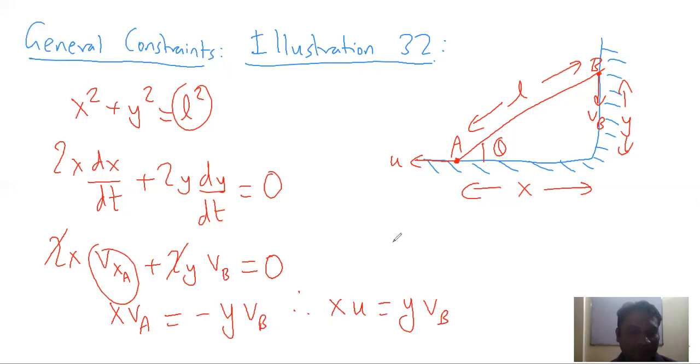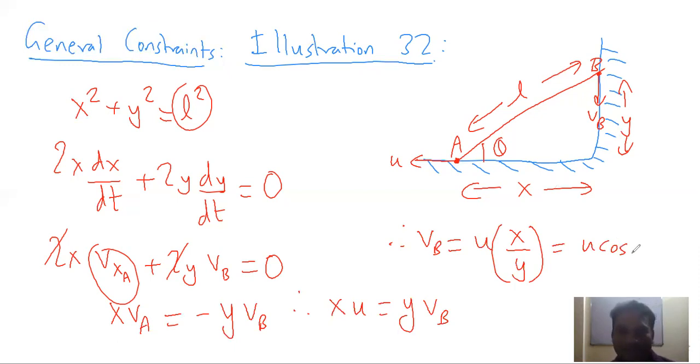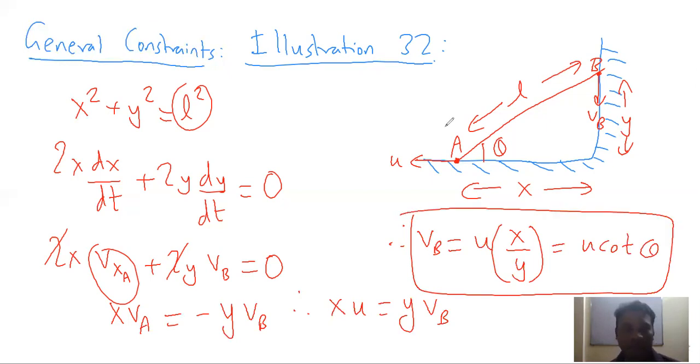So in magnitude, we can say x into u is equal to y into VB. Now, from this, I can say VB equals u into x upon y. Now, from this diagram, what is x upon y? It is cot theta. So we can say our answer is VB is u cot theta. So this is one method which we use.